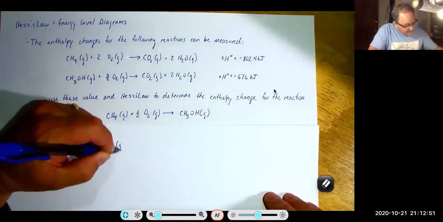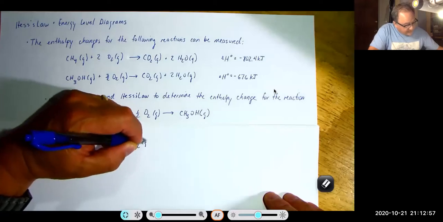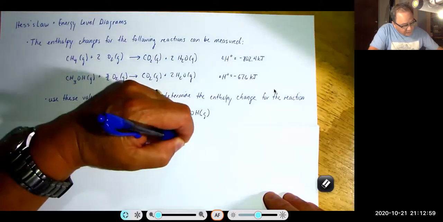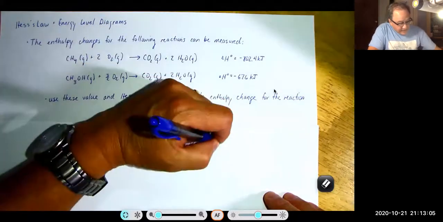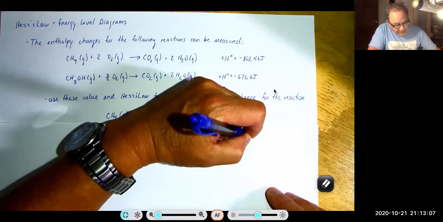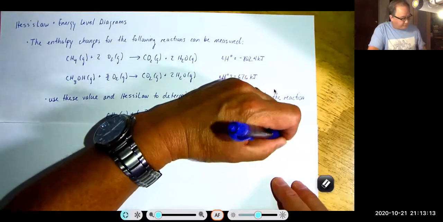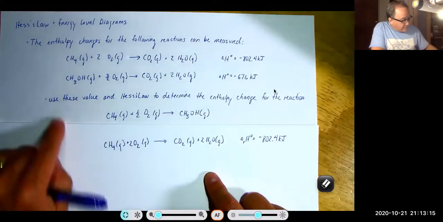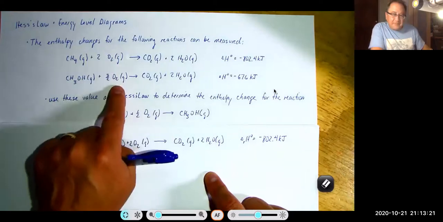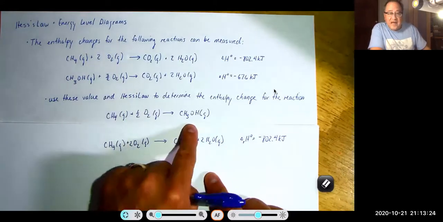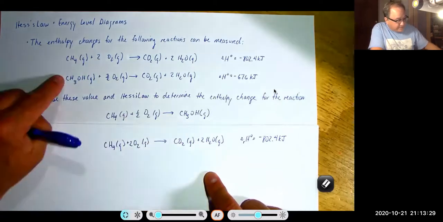CH4 gas plus 2 O2 gas gives you CO2 gas plus 2 H2O gas. And the enthalpy of the reaction is minus 802.4 kilojoules. Okay, now here, for the next part, I need O2 in there, but these both have O2 in there. So I'm going to skip the O2 and I'm going to go straight towards the methanol. Which one of these reactions has methanol in it? And it's the second one.